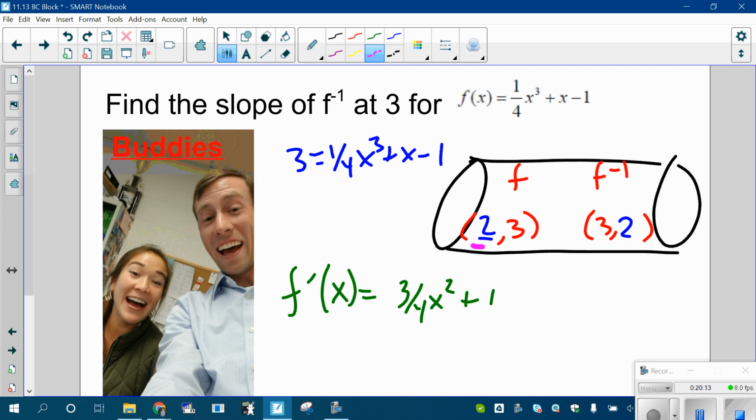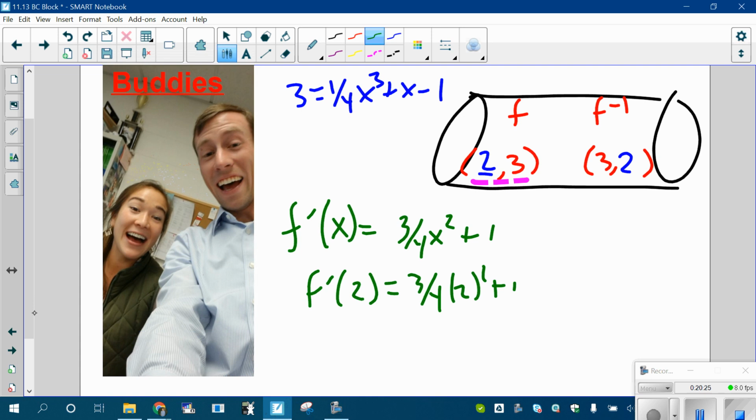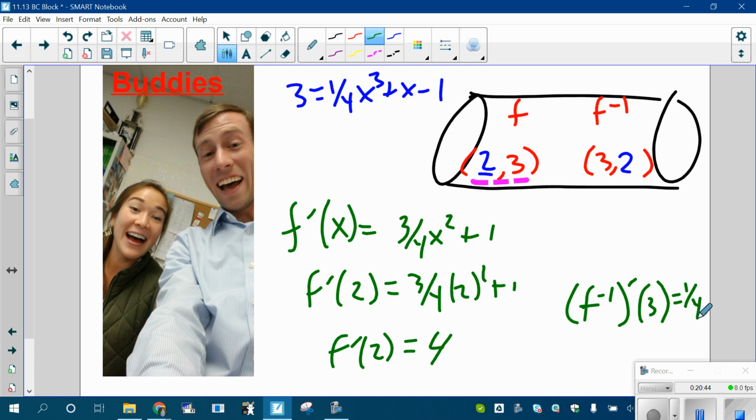I'm going to find the value of the derivative at 2, because that's my buddy point. That's why you write out the burrito, so you make sure that you don't plug in the wrong stuff. Do my math. Get out 4. Because the derivative of f at 2 is 1/4, the derivative of the inverse at 3 is 1/4.